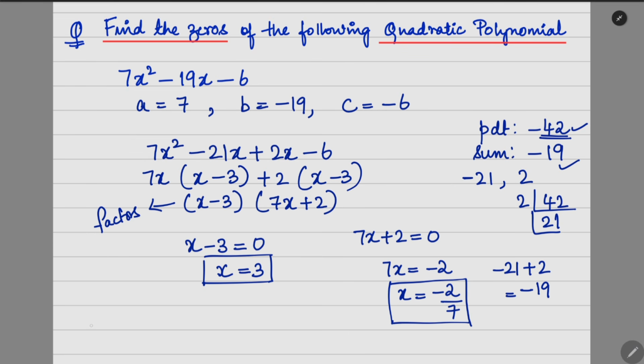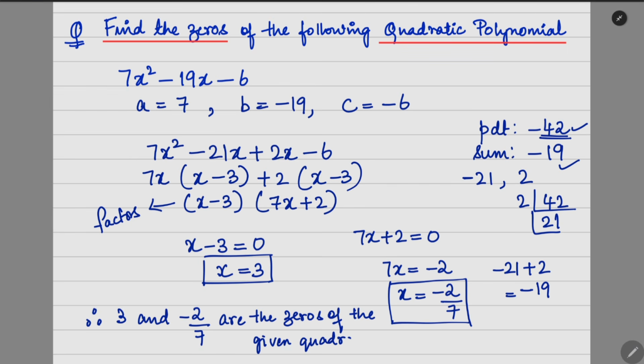Okay, you have to write therefore 3 and minus 2 by 7 are the zeros of the given quadratic polynomial. This is how you complete it. Okay, yeah, it's complete.